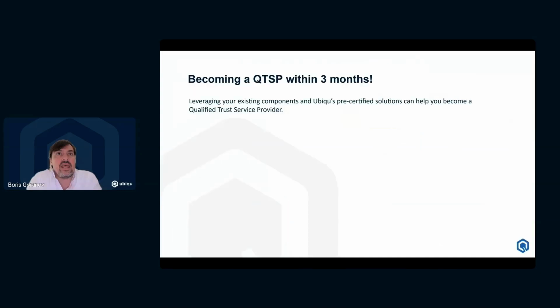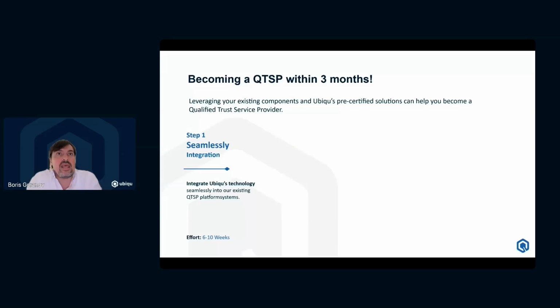What that means is that you can actually become a QTSP in 3 months instead of the normal 2 to 3 years that it will take. So instead of having a high-risk project that takes 2 to 3 years, and if you make a couple of mistakes, maybe 4 to 5 years, and will cost millions of euros, we can de-risk you completely in your implementation.